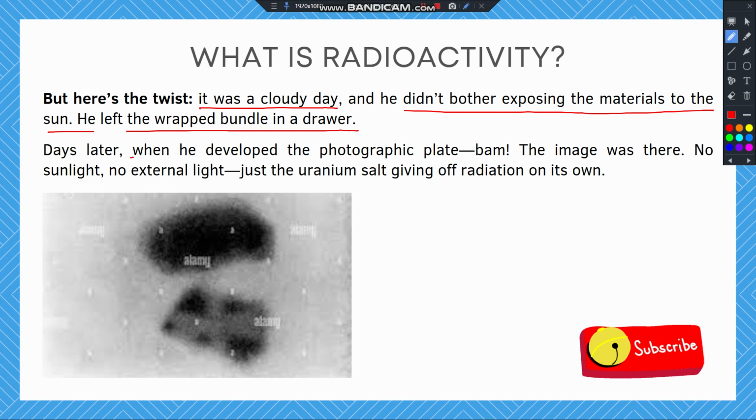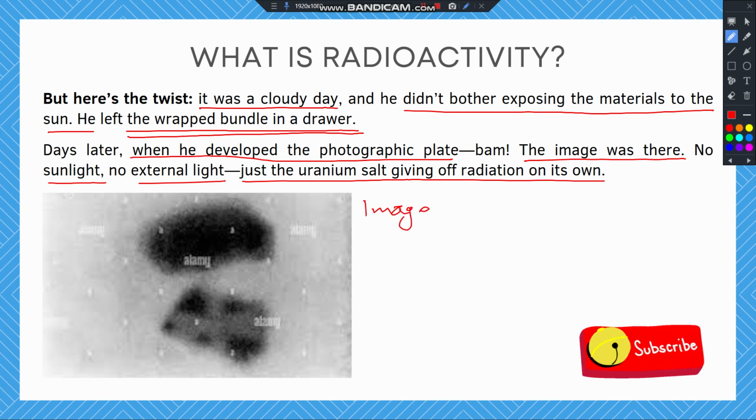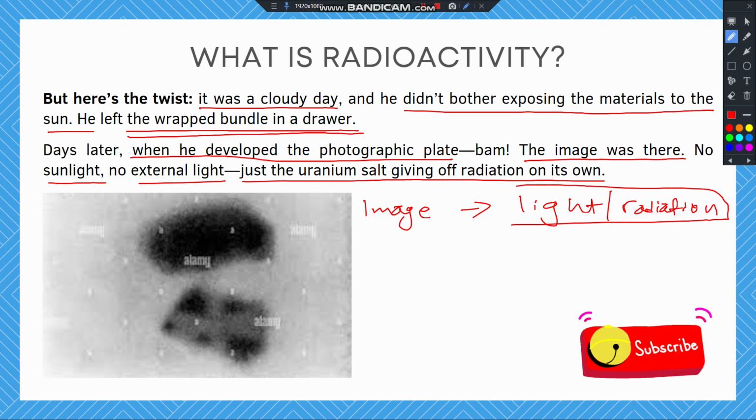So after some days, he developed the photographic plate to check if any images had been formed. And wow, an image was there. There was no sunlight, no external light. Remember, he wrapped the bundle in a drawer where light did not have access to it. There was no external light, just the uranium salt giving off radiation on its own. If an image was formed, it simply means that there was a radiation source coming from somewhere, and that radiation had to be from the uranium salt that was locked up in that drawer.